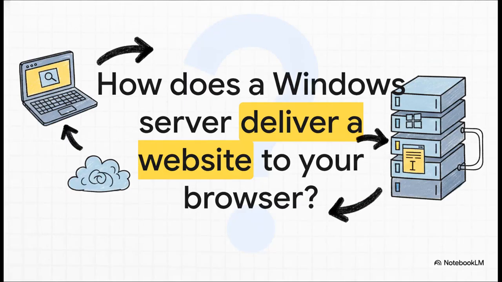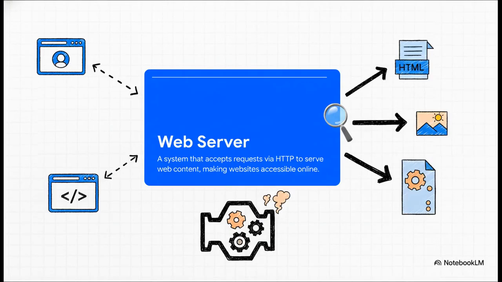So think about it, you type a web address into your browser, you hit enter, and poof, a website just appears. But have you ever wondered what's actually happening on the other end, on that Windows server to make it all work? Well, it all starts with a very specific piece of software. And that piece of software is called a web server. You can think of it as a digital traffic cop. Its entire job is to sit there, listen for requests coming in from browsers all over the world, and then serve up the right files, the HTML, the images, the code to make the website appear. It's the engine that makes the internet go.